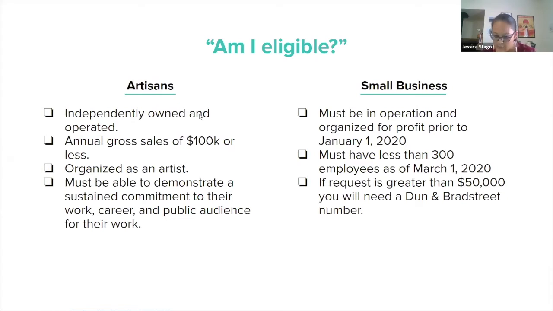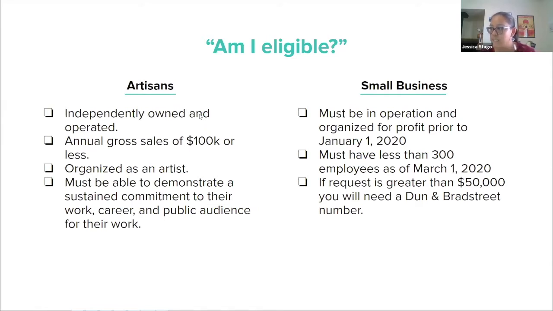So for Artisans, you have to be independently owned and operated. Your gross sales cannot be more than $100,000. You'll need to be organized as an artist, and we can go over that a little bit later. You must be able to demonstrate a sustained commitment to work, career, and public audience for your work. That's basically word for word what it says in the application, but we can talk about what's required there.